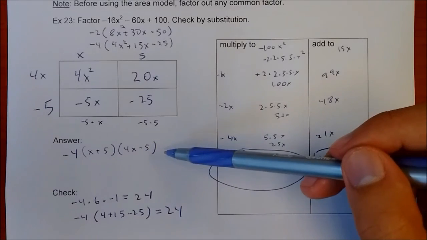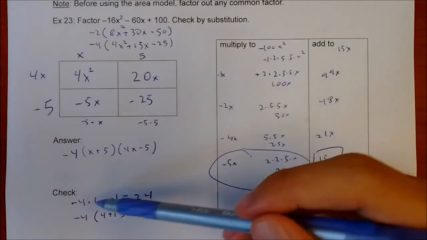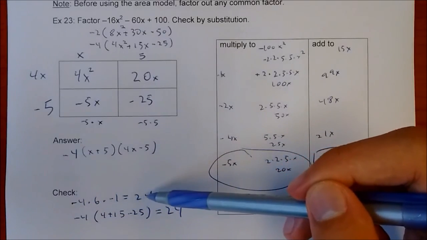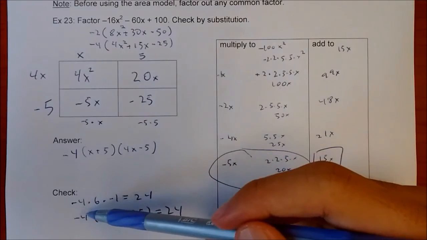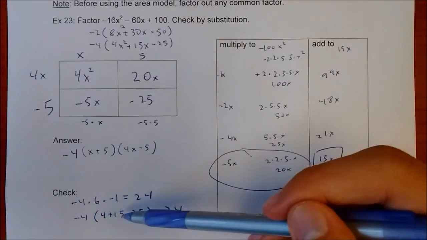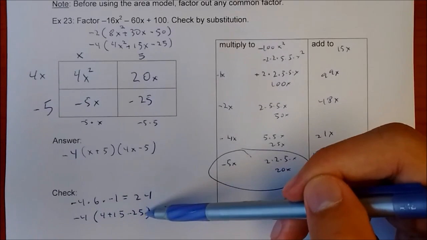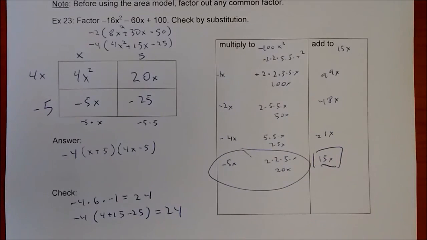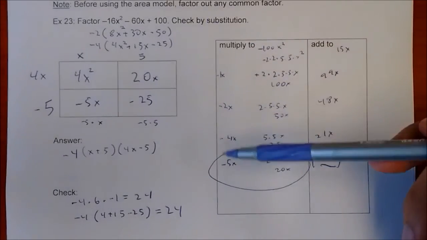So to check our work, I substituted in 1 again, so negative 4 times 6 times negative 1 gives positive 24, and negative 4 times 4 plus 15 is 19 minus 25 is negative 6 is 24. So because it worked for x equals 1, we can be reasonably sure that our answer is correct.